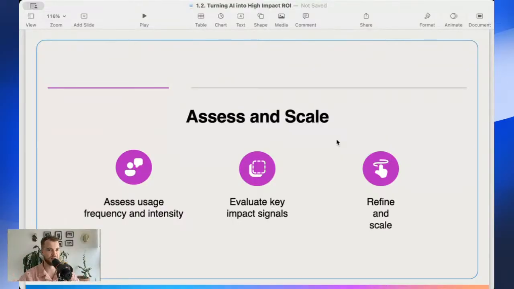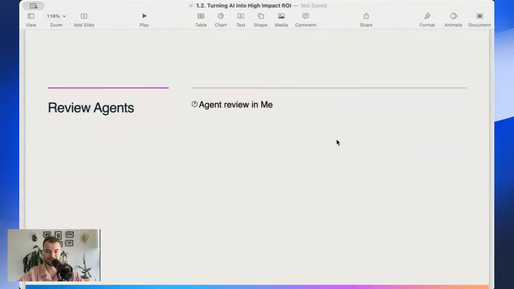You'll have a dashboard where you can see really who across the whole function is leading on this, who needs more help. That's what refining and scaling is all about.